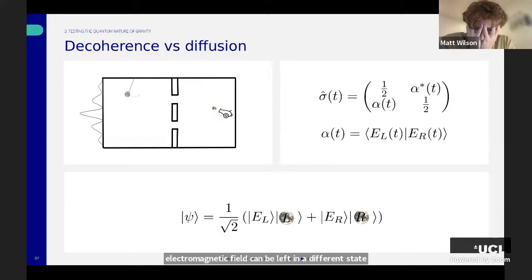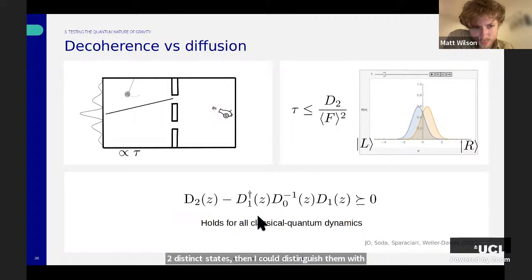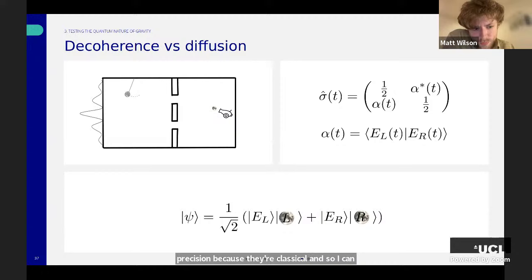The difference is that in the classical case, you cannot have two distinct classical configurations which have a large overlap. Because if I have two distinct states, then I could distinguish them with arbitrary precision because they're classical. And so I can determine which slit the particle went through. So that was the argument about why we should quantize the gravitational field.